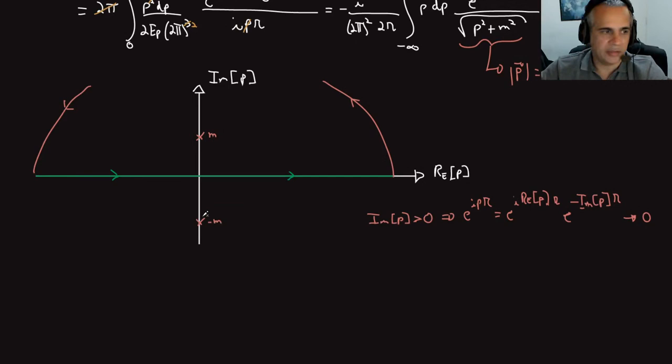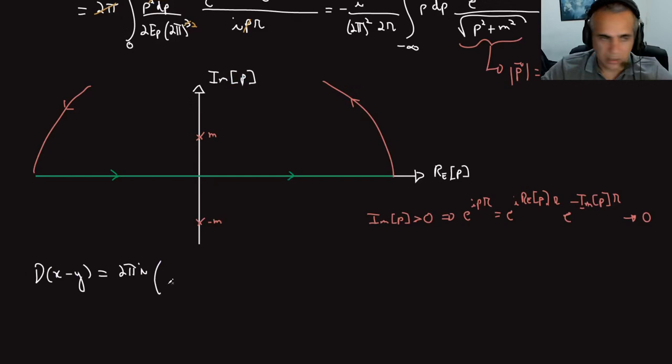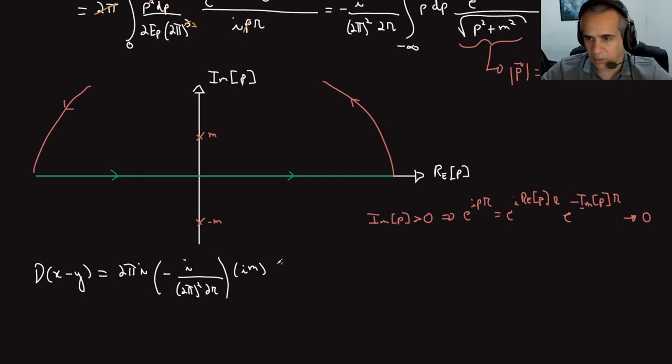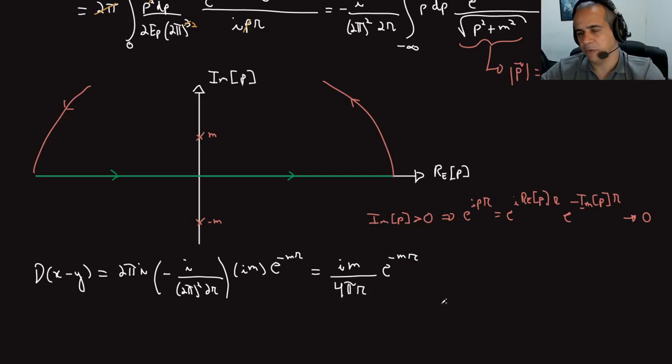So D(x minus y) will be just 2 pi i, which is coming from the residues, and inside I have minus i over 2 pi square 2r, which is all these things out here, times the inner part of the integral by making p equal to the residue, and this is the exponential of minus mr. Right, I do a little bit of simplification there, and I get i m over 4 pi r times the exponential of minus mr, which of course falls as an exponential for big r, right? As r goes to infinity, this is exponential decay, but it's not zero.